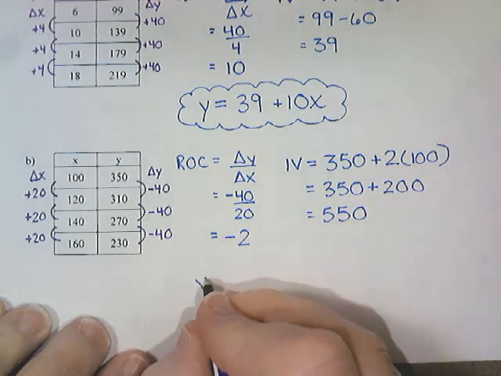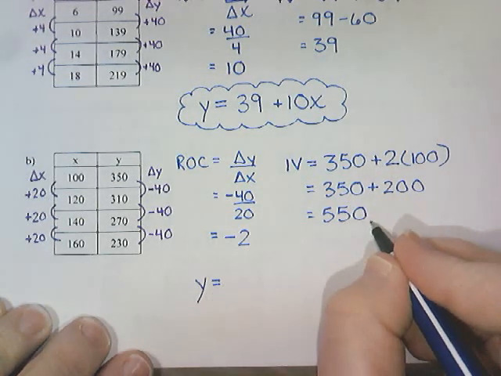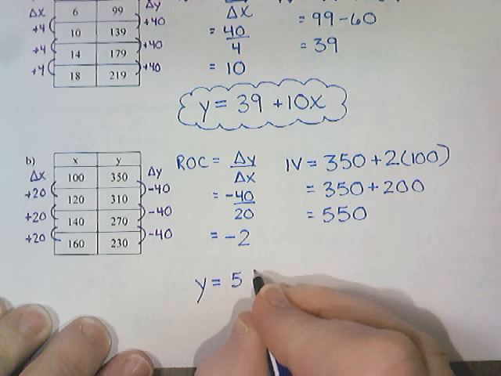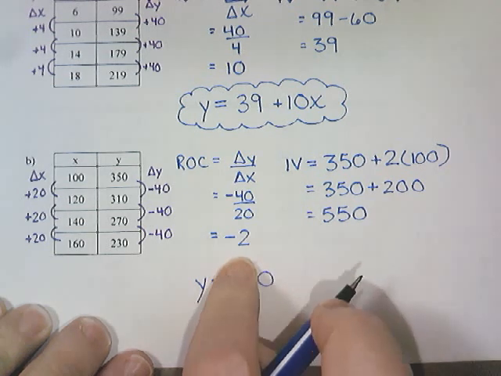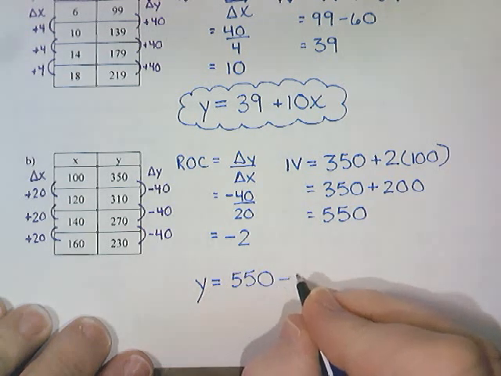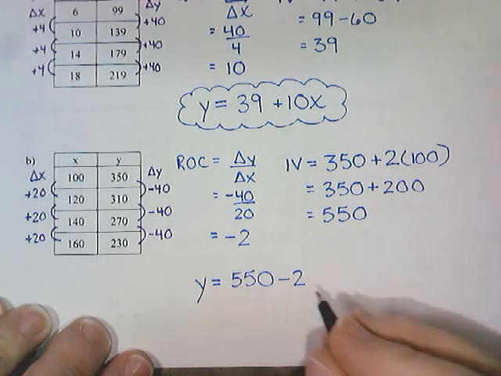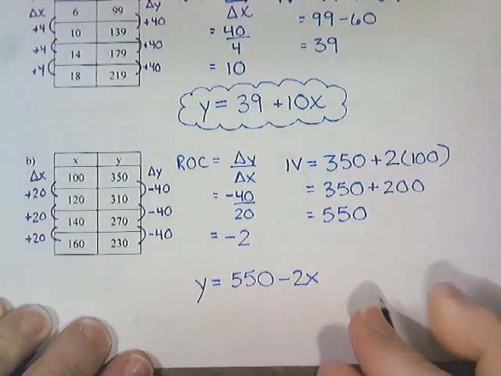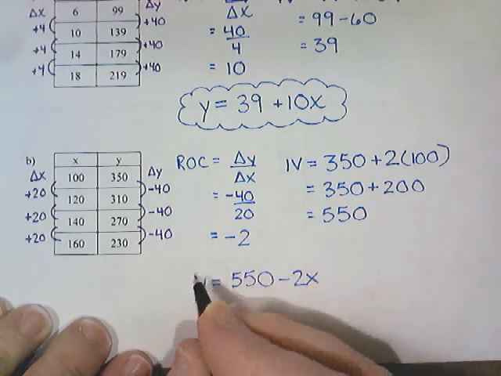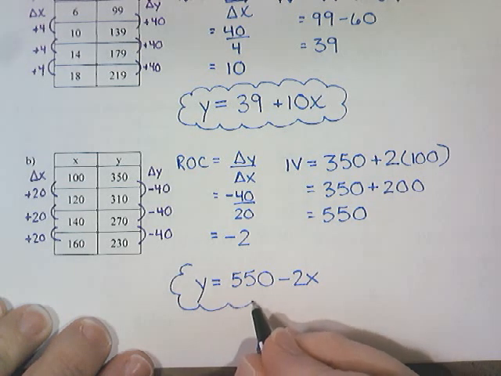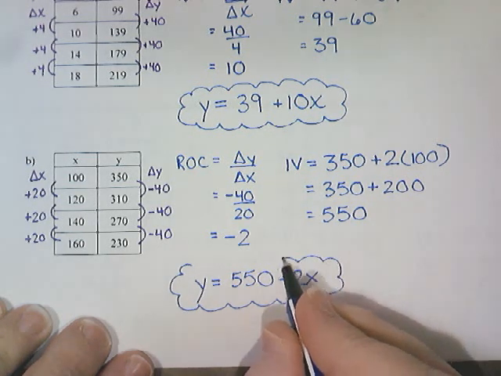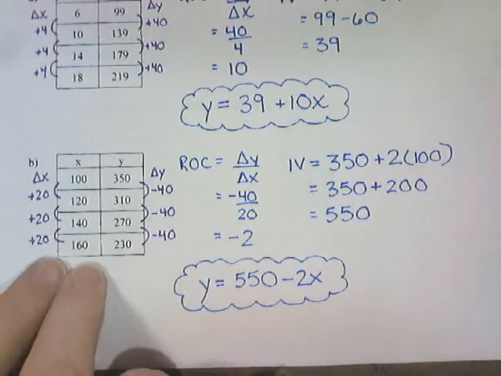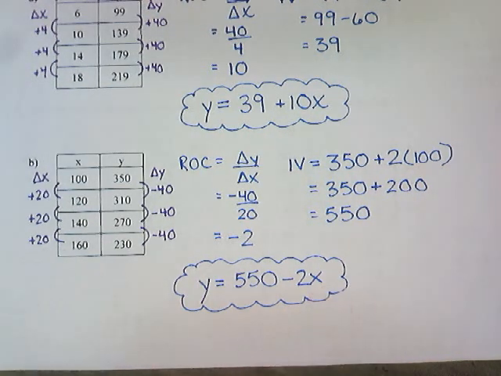So my equation is going to be y equals my starting value, so 550. And then we are subtracting 2 every time. So we're subtracting 2, and we're doing it x times. Right? So that equation would be good if I wanted to find term 1000, right? I could just plug in 1000 for x and then calculate.